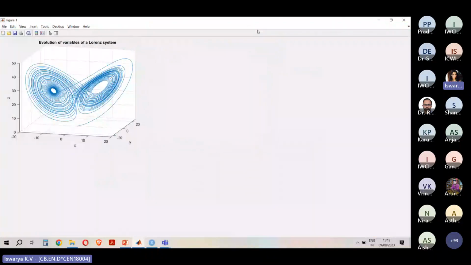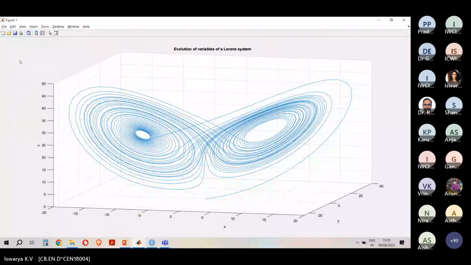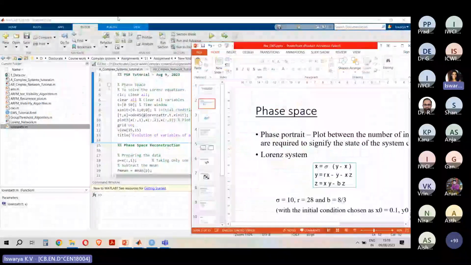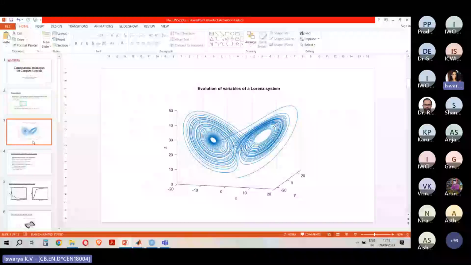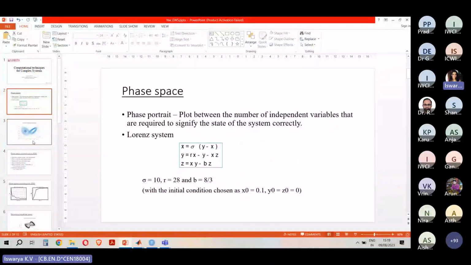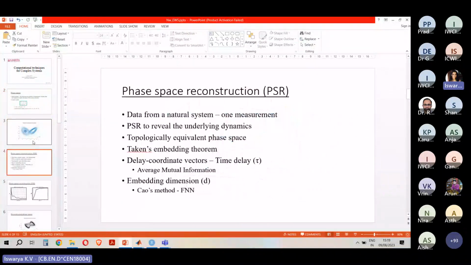So this is the phase space of the Lorentz system. Now, coming to the tool that Sir was talking about, suppose that you don't have all the equations of the system dynamics, but you have just one measurement that gives you, let's say, the pressure of a system, but there is a humidity or precipitation value or some other systems that are involved in giving the complete dynamics of the system. How do we go from just having one observation to revealing the dynamics of the entire system?